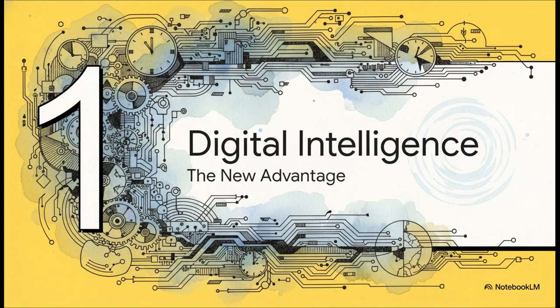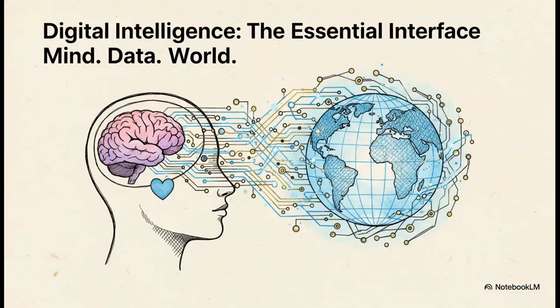Section 1. Digital intelligence, the new advantage. So let's start by looking at why our traditional metrics are simply no longer sufficient to mitigate the chaos and the risks of the modern digital landscape. For decades, we operated under a specific set of assumptions, right? IQ, our cognitive intelligence, and EQ, our emotional intelligence, were the unquestionable benchmarks of capability. But here's the thing, they don't cover the whole picture anymore. Today, DQ, or digital intelligence, is the absolute strategic advantage you need to thrive.